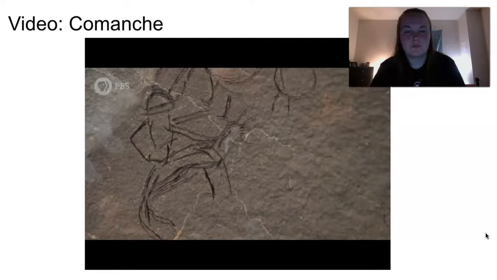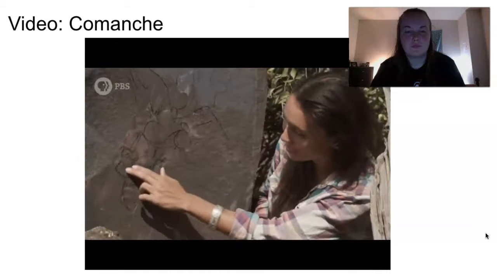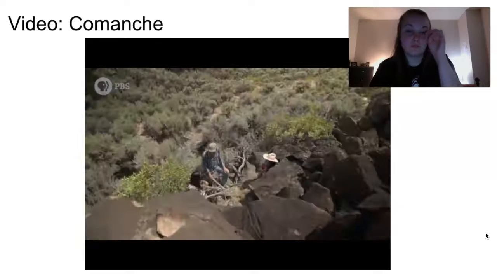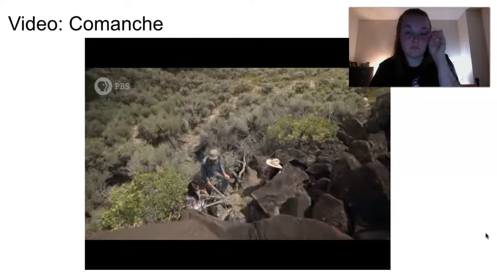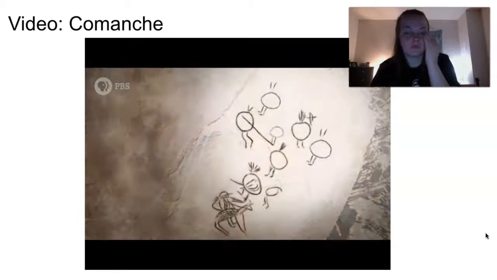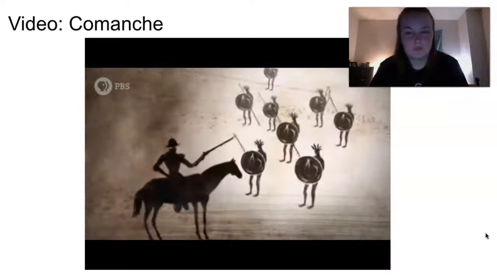We're seeing the first encounter between the Spanish here, the Comanche, and the horse. The rock art may memorialize a pivotal moment in history. A battle in which the Comanche seized the horse.